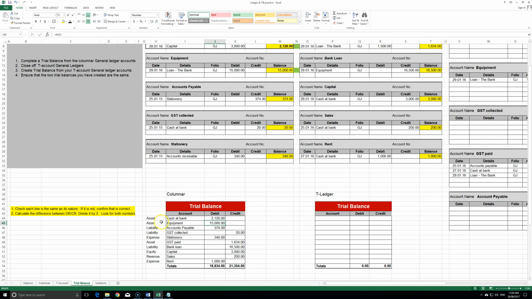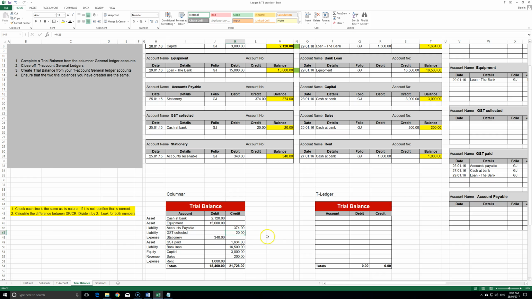Equipment is a debit because it's an asset. Liabilities, they are generally a credit. I've got it on the debit side, so I need to go back and have a look. Accounts payable, here we go. It's a credit only, so it should be a credit balance. There's my first mistake.